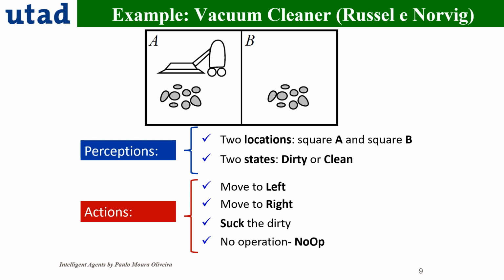A classical example is the vacuum cleaner example, proposed in the book of Russell and Norvig. In this case, the perceptions are the two locations. The vacuum cleaner is either in square A or in square B. Each square is either dirty or clean. The actions are move to the left, move to the right, suck the dirt, and in the case of irregular operation, no operation, where it does nothing.